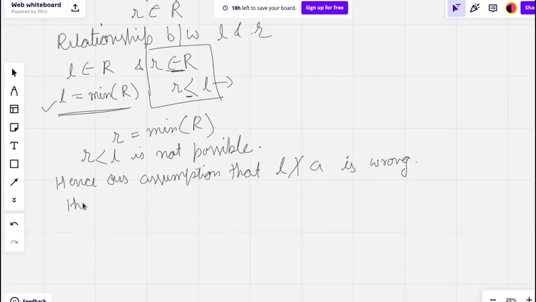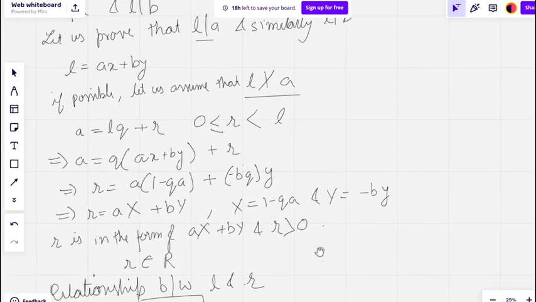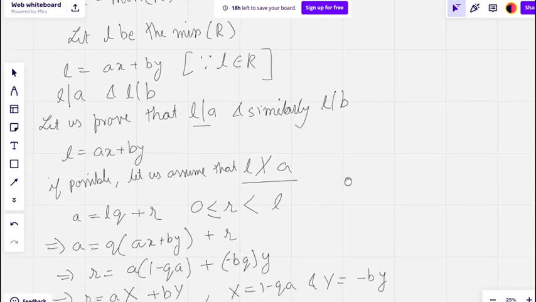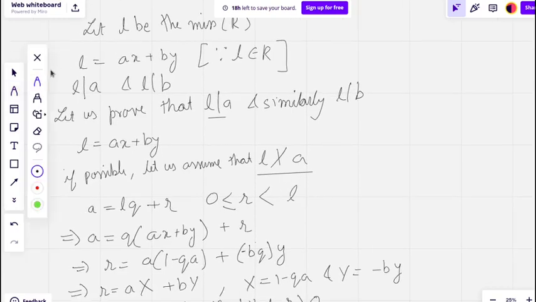Hence L divides A. With a similar proof, we can also argue that L divides B. So far, what we have understood is that L equals AX plus BY, and L divides A and L divides B.